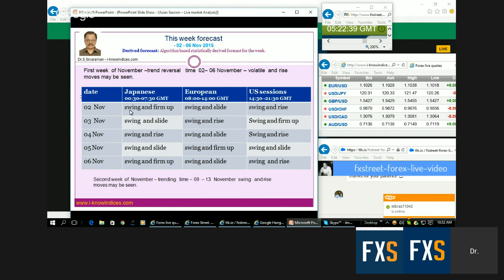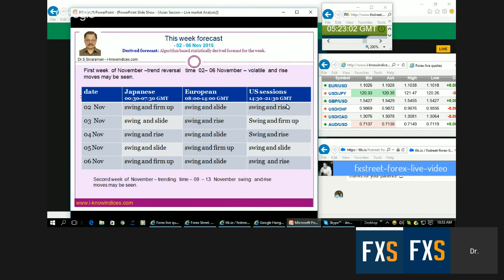So that is why they are all given here. You have to understand when they want to firm up, that means they will make a lower level swing. When they want to slide, they will make a higher level swing. So from there you can take a trading decision. If you want to take a trade during the European session, you can do a sell and buy trade. And if you want to do a trade during the US session, you can do a buy and sell trade.